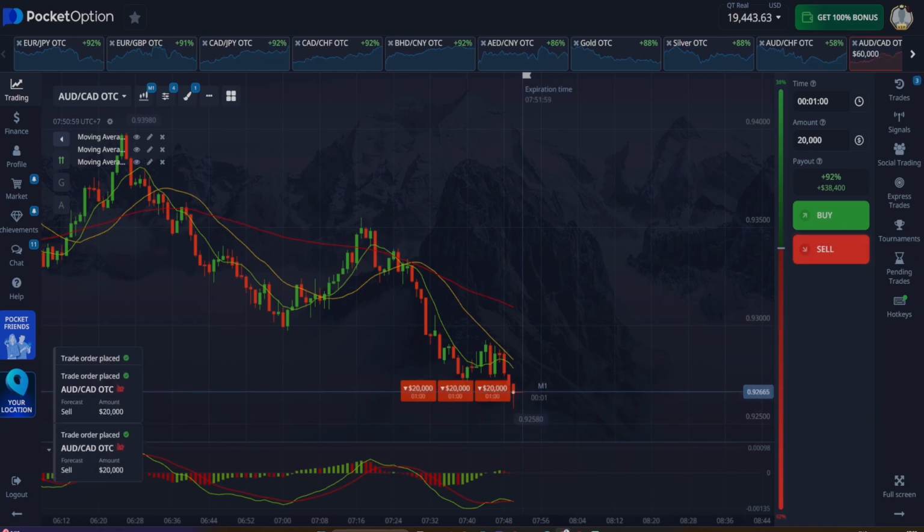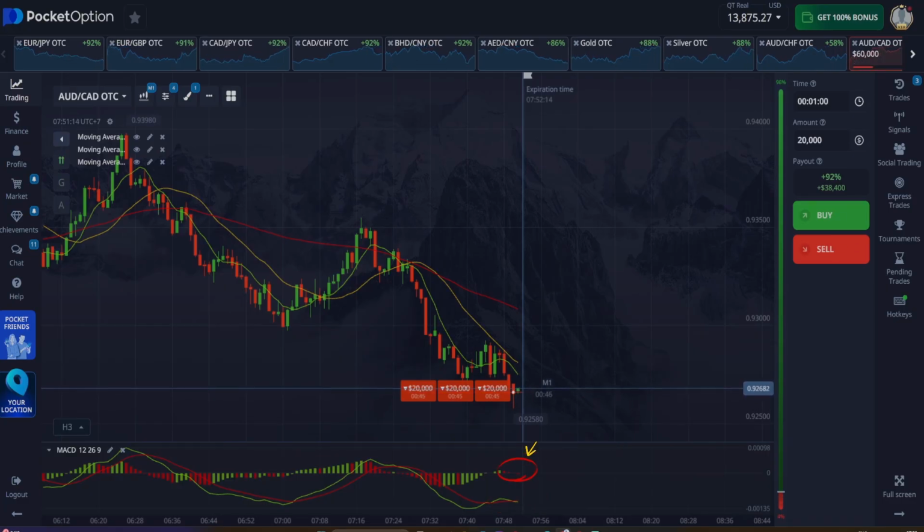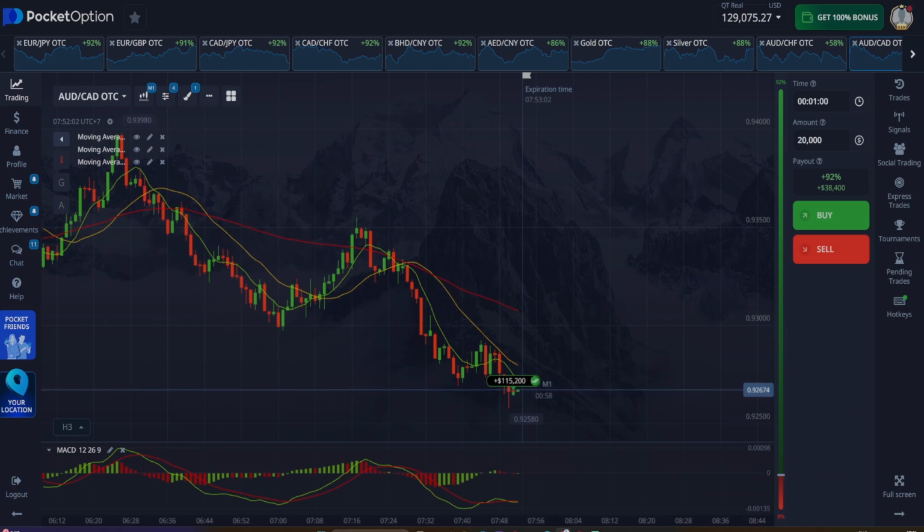A bearish crossover just formed on the MACD, where the main line crosses below the signal line. This indicates sellers are taking control and bearish momentum is starting to build. The histogram turning negative gives further confirmation. With this setup, I'm entering a sell position. Let's see the outcome. Okay, profit, guys.